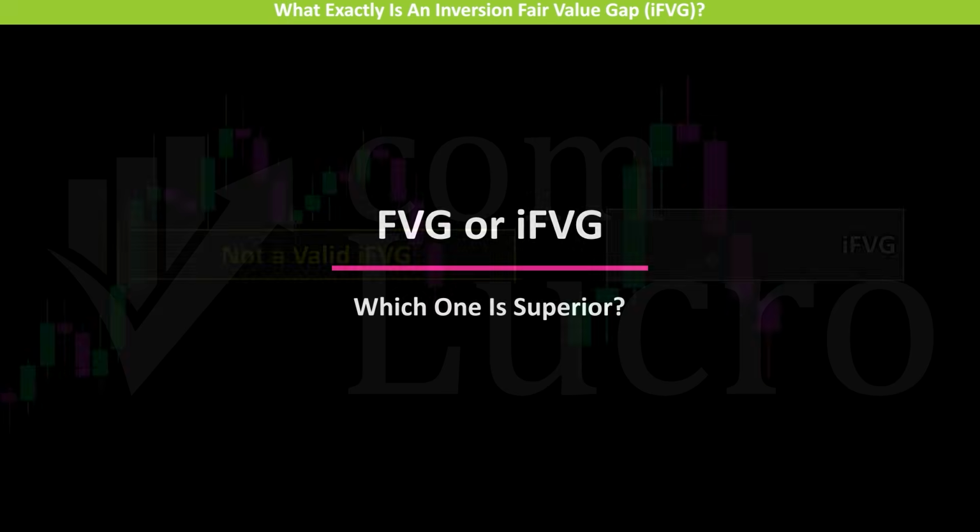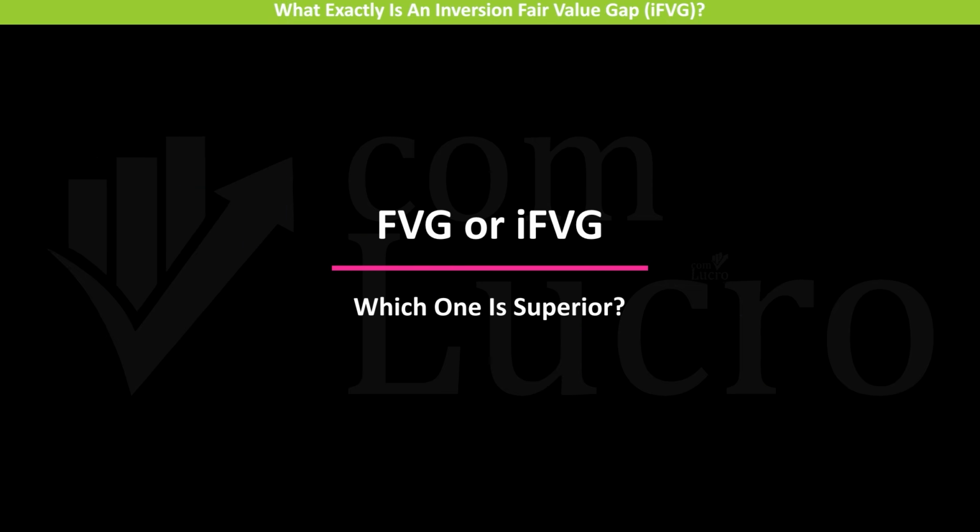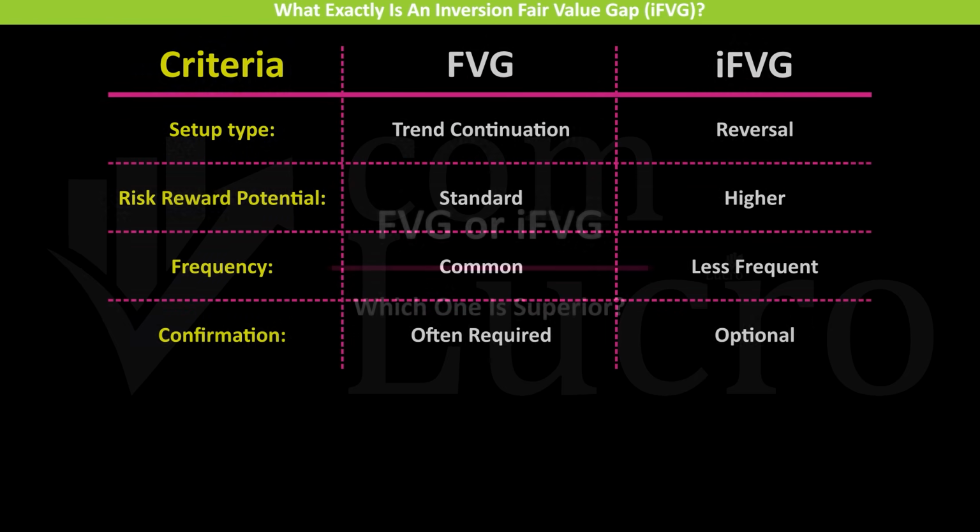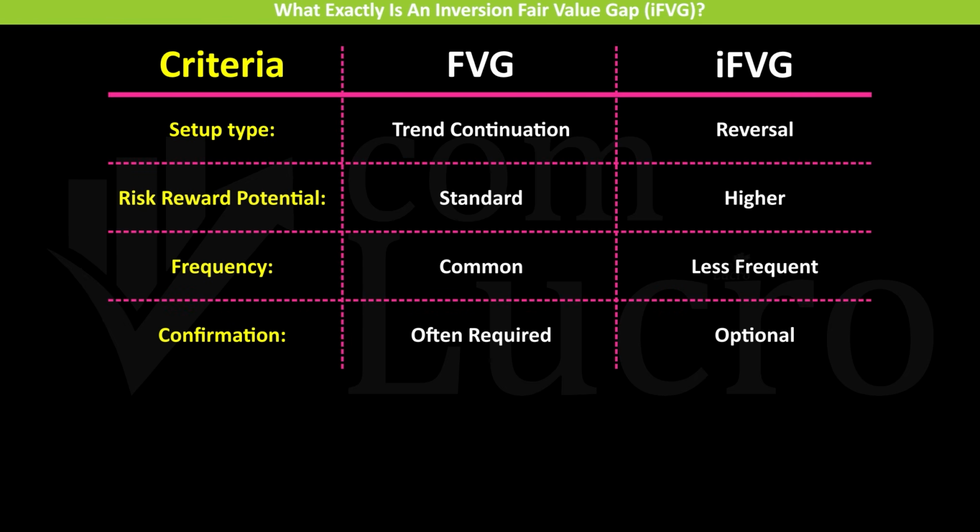This brings us to the question, fair value gap or inversion fair value gap? Which one is superior? In reality, neither is better than the other. Both can be highly profitable when applied under the right conditions. They represent different types of setups, each with its own advantages and limitations. In general terms, the inversion behaves more like a reversal strategy, while the standard FVG aligns with trend continuation. For that reason, inversion setups often offer greater risk to reward potential.